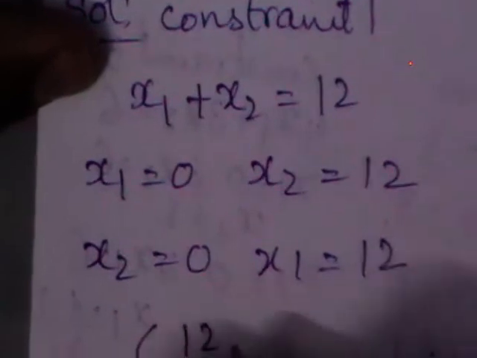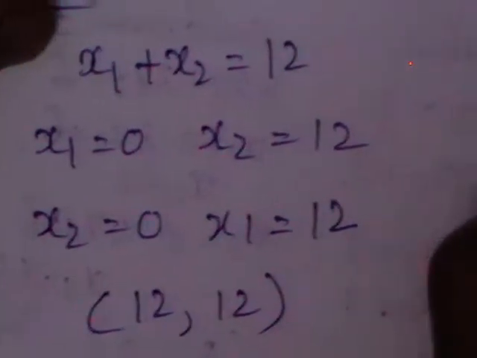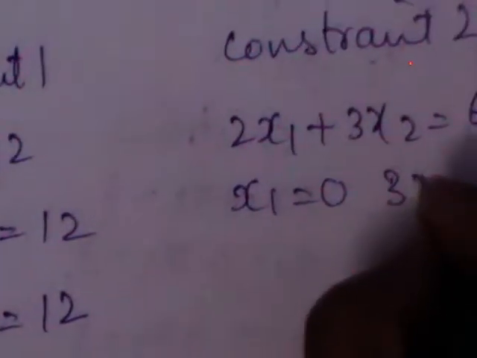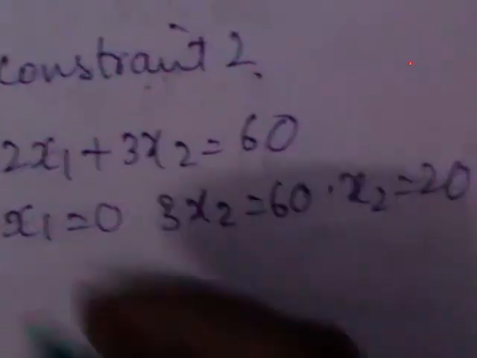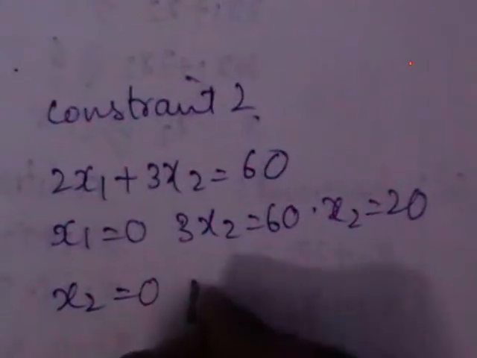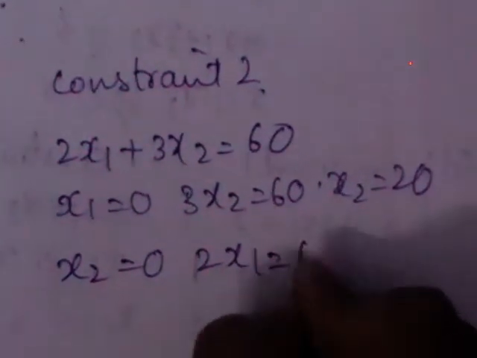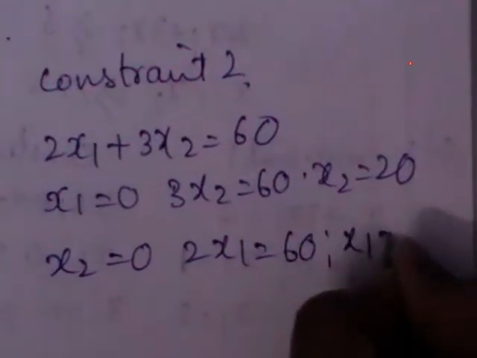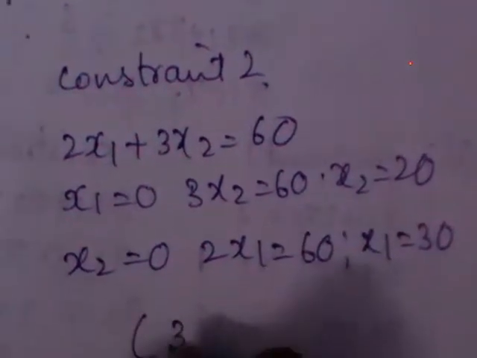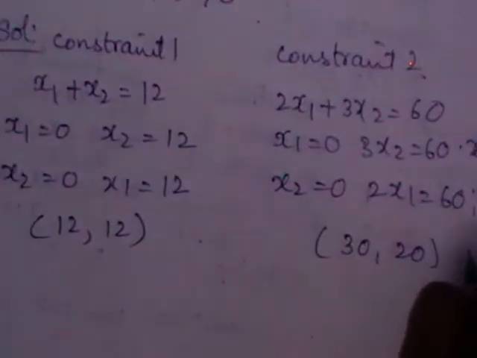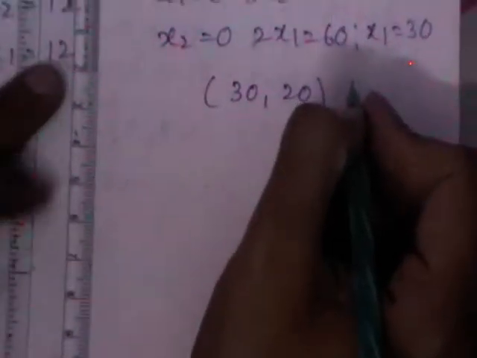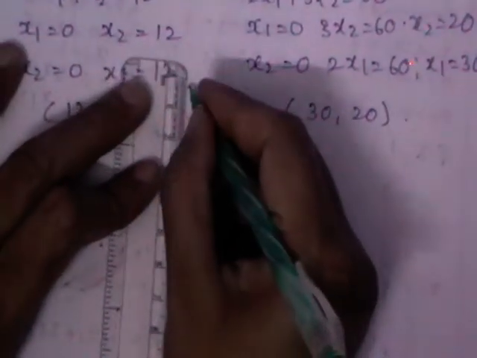Here the ordered pair is 12, 12. Here also put x1 equal to 0, you will get 3x2 equal to 60, which implies x2 is 20. If you put x2 equal to 0, you will get 2x1 equal to 60, which implies x1 is equal to 30. What is the ordered pair here? 30, 20 is the ordered pair here. So let us again plot these two constraints on a graph with suitable scale.